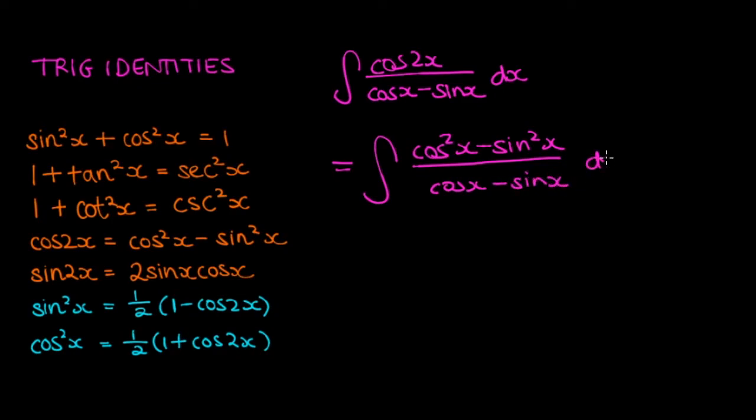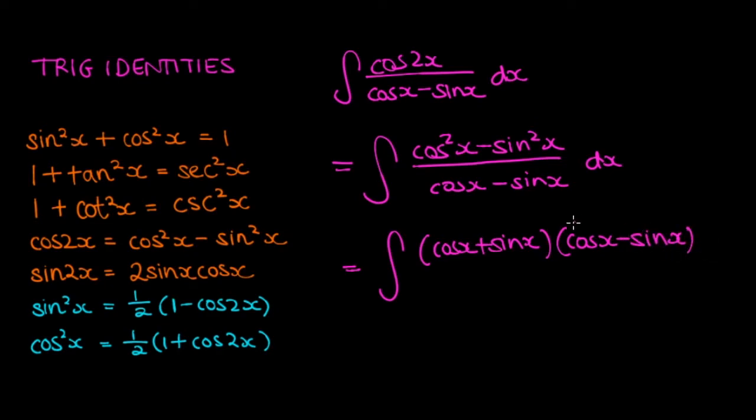And the reason that we've used this identity is because now we have a difference of two squares in the numerator. We can actually factorize it as the product of cosine x plus sine x multiplied by cosine x minus sine x. So if we expanded out the numerator here, we would end up with cosine squared x minus sine squared x. But because we factorized it, this allows us to cancel a factor of cosine x minus sine x from both the numerator and the denominator.